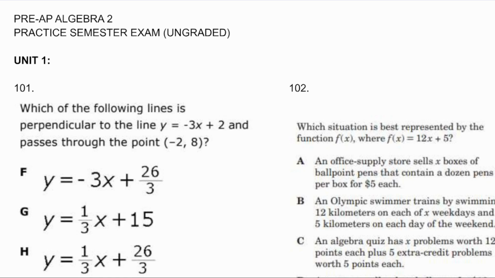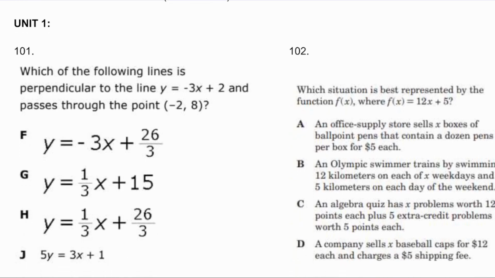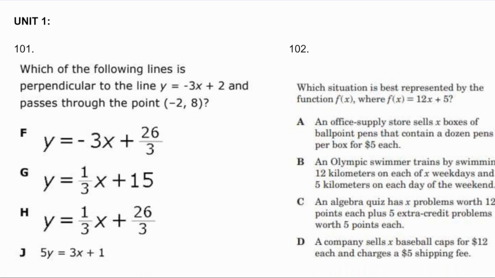So I'm just going to start with 101. Which of the following lines is perpendicular to the line y equals negative 3x plus 2 and passes through the point (-2, 8)? Okay, so I'm going to remind you that perpendicular lines have slopes that multiply to -1, or their slopes are opposite reciprocals, however you want to say it. So if my first line has slope -3, then a perpendicular slope would be -1 over -3, which is positive 1/3. So I'm looking for a line that has slope 1/3.